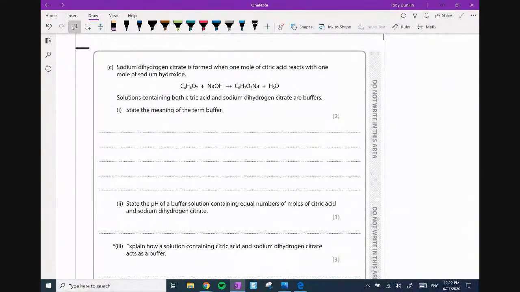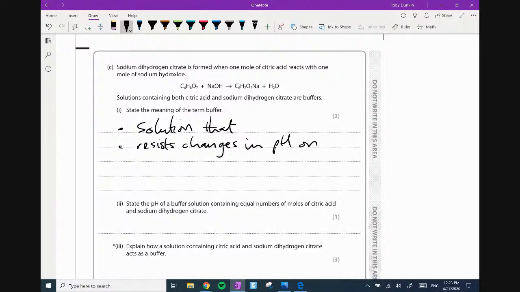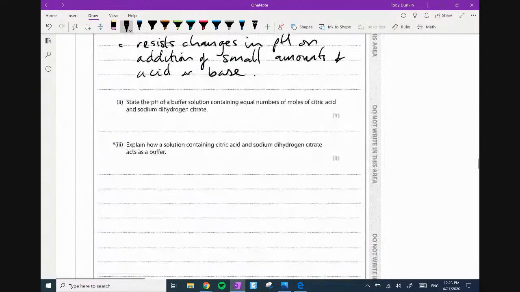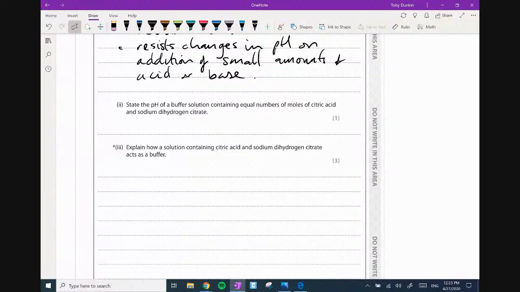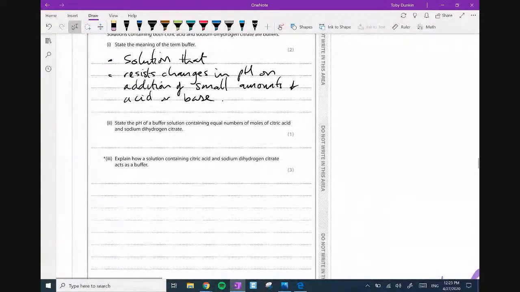Next, sodium dihydrogen citrate. State the meaning of the term buffer. A solution that resists changes in pH on addition of small amounts of acid or base. Done. Nice and easy. State the pH of a buffer solution containing equal moles of citric acid and sodium citrate.